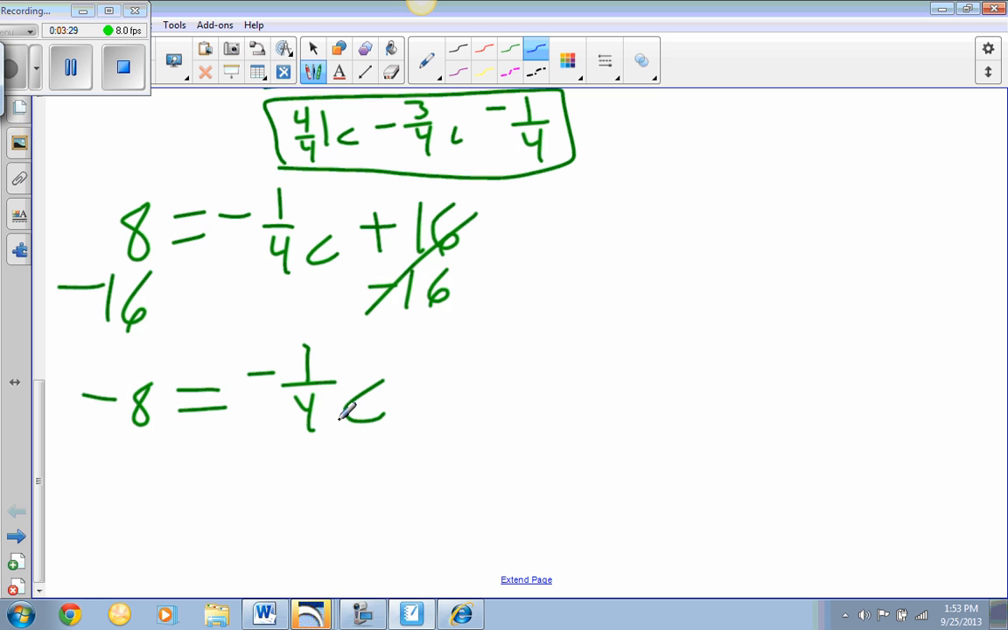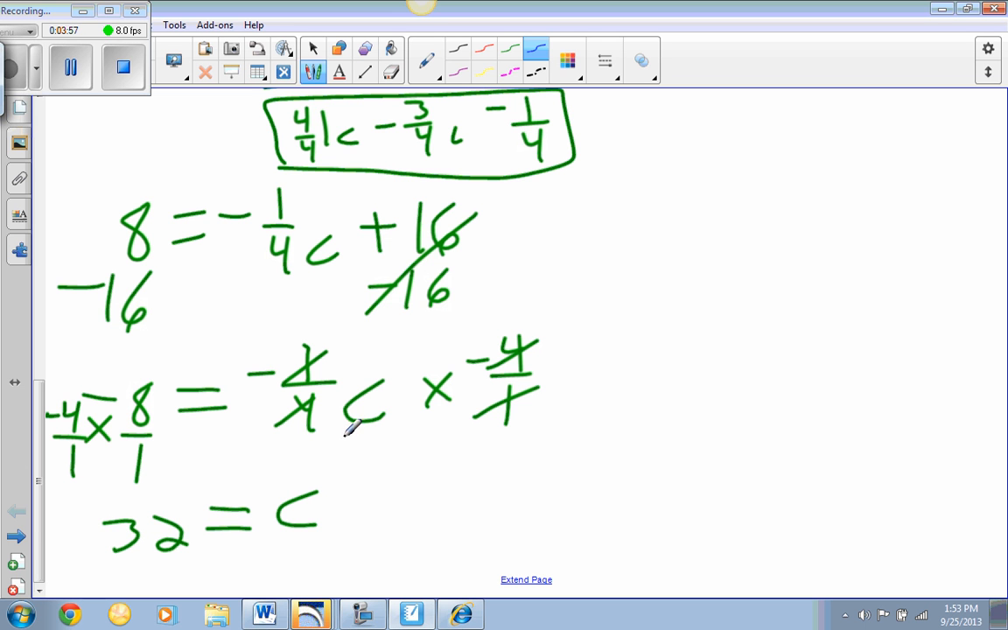Okay, now normally when you have something times a variable, you divide to get rid of it, but remember that fractions cannot be divided. So I can't divide it, which means I have to use the rule, which is multiply by the reciprocal. So flip it to 4/1. The 1's cancel, the 4's cancel, but I have to do the same thing to the other side. So -4/1, this is over 1. Negative times negative becomes positive. So 32 equals c. And you're probably like, no way, there's no way that's the answer.